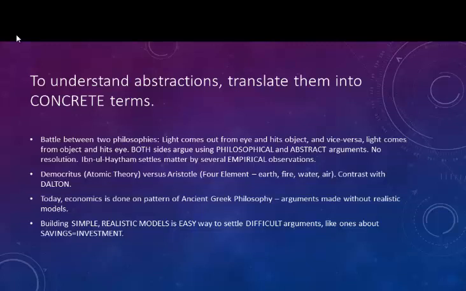Light comes out from the eye and hits the object, and the other philosophy was that the light comes from the object and hits the eye. And for centuries this had been going on, and both sides had been spending huge efforts on philosophies, just like your macroeconomics textbooks, page after page, saying this is the theory and this is the theory. And then Ibn al-Haytham came along and he settled the matter by some empirical observations.